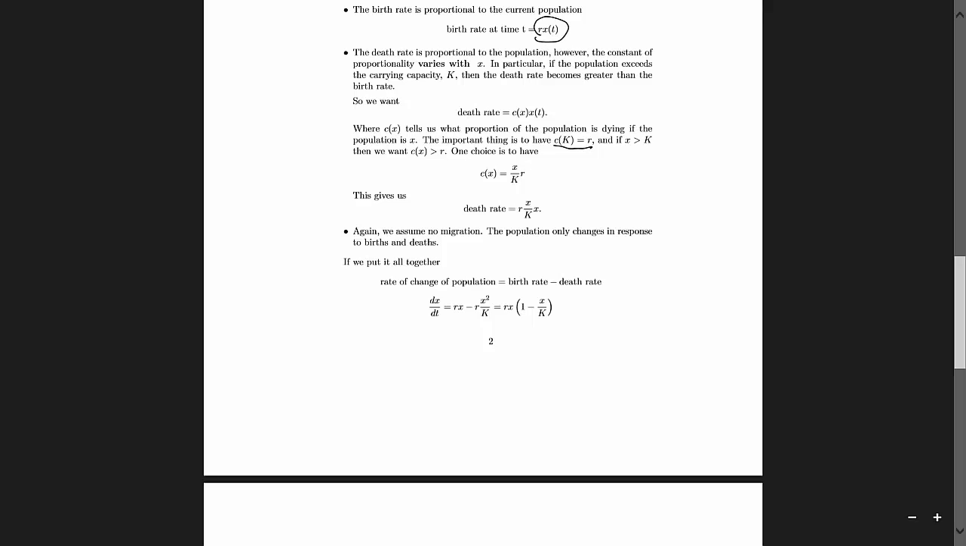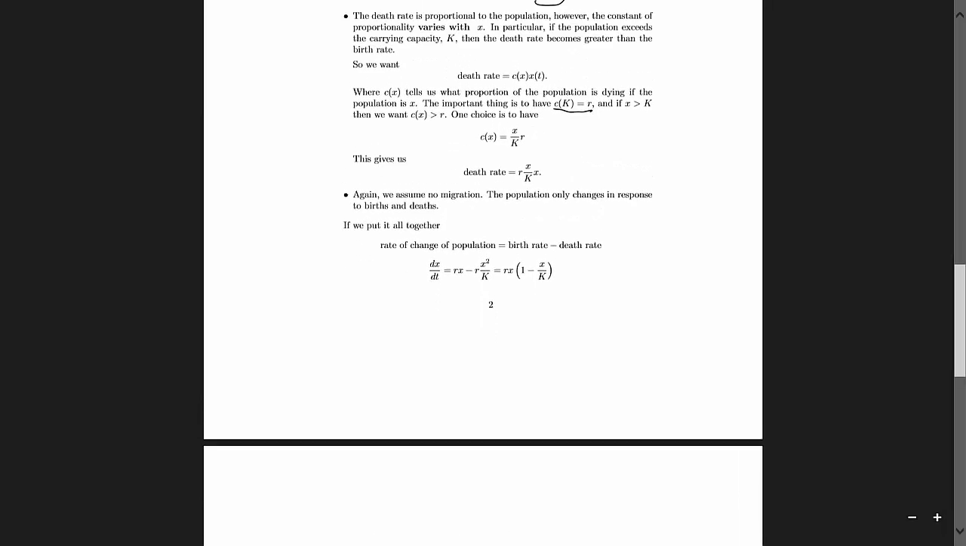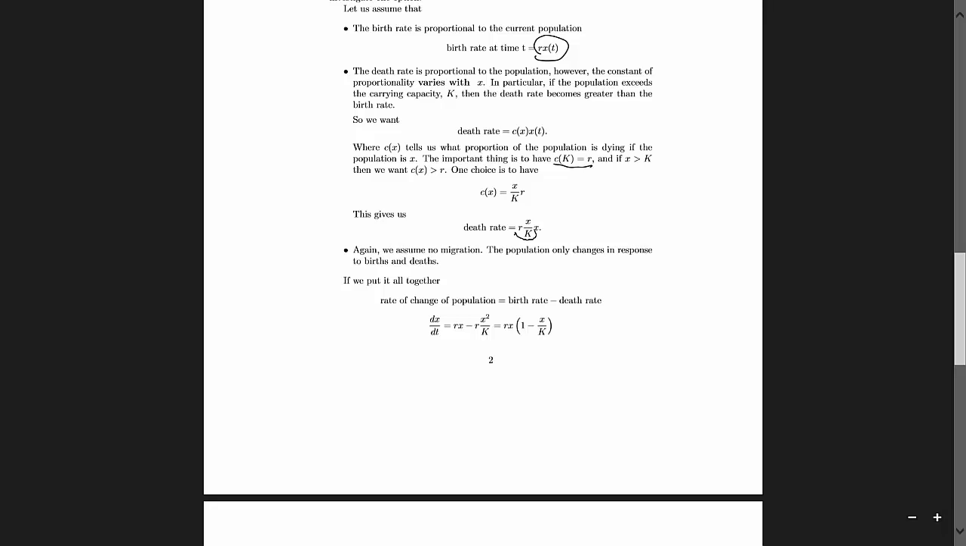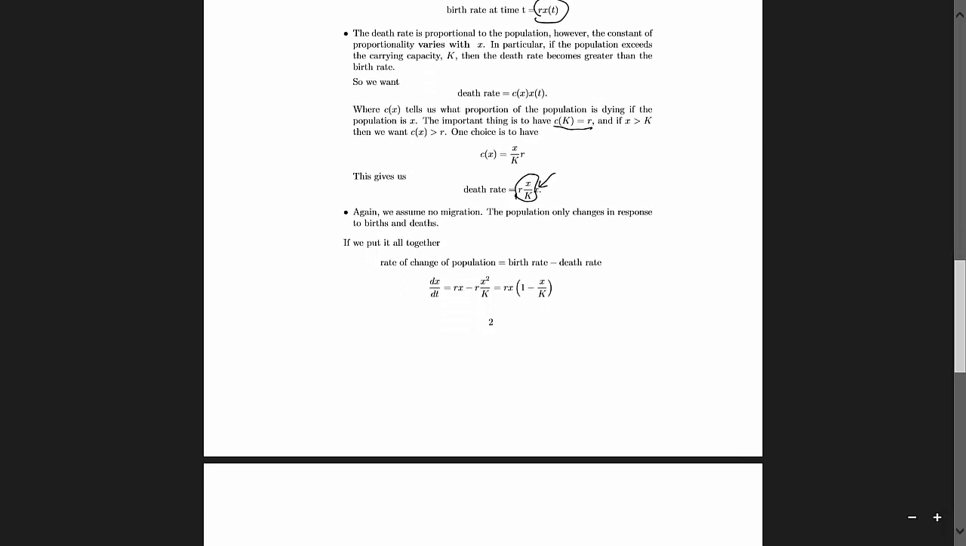Okay, so let's make this constant of proportionality. Again, what we want is when the population gets above k, then this constant of proportionality gets above r. R is the constant of proportionality for reproduction. So we're just going to make the constant of proportionality for death be x over k times r. This is the portion of your population that's dying, so you multiply it by the total size of the population to get the actual rate. All right. And that's your death rate. So it's r x over k times x, okay?